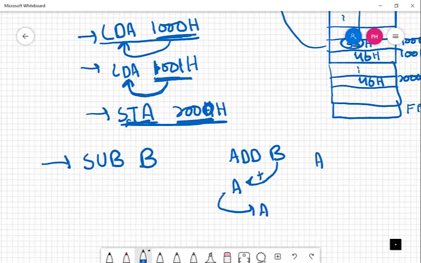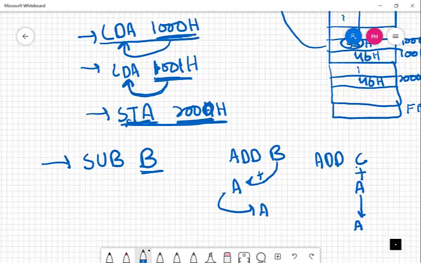If I write something like this, add c, the contents of register c will be added to the contents of accumulator, and the result will be stored in accumulator. Similarly, in case of subtraction, I can write any register here: subtract b, subtract c, subtract d, subtract e.